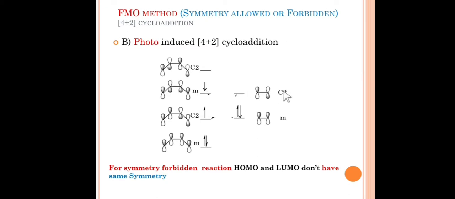That means the HOMO of this and LUMO of this don't have the same symmetry elements. So this is a symmetry forbidden transformation. Again we can consider the HOMO of this and LUMO of this. It has M symmetry and the psi4 has C2 symmetry. So again the symmetries are not matching. So for a symmetry forbidden reaction, HOMO and LUMO don't have the same symmetry. So this is how photo induced 4 plus 2 cycloaddition is symmetry forbidden.